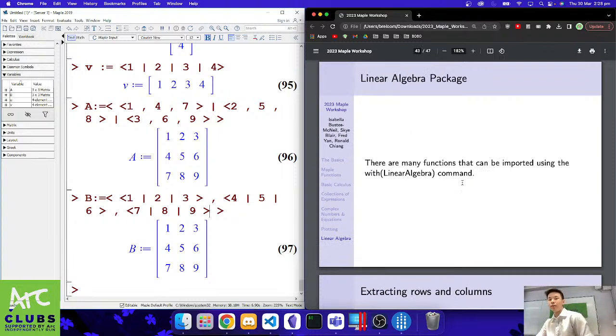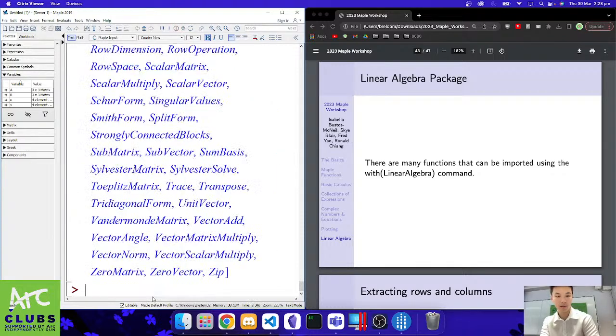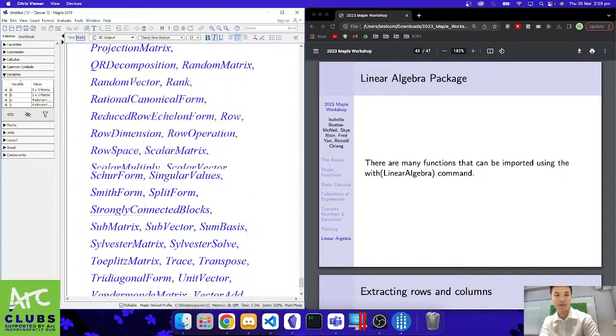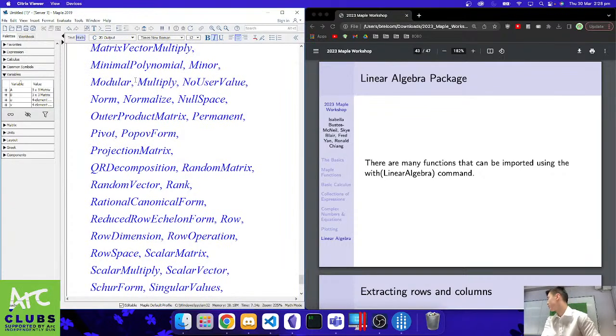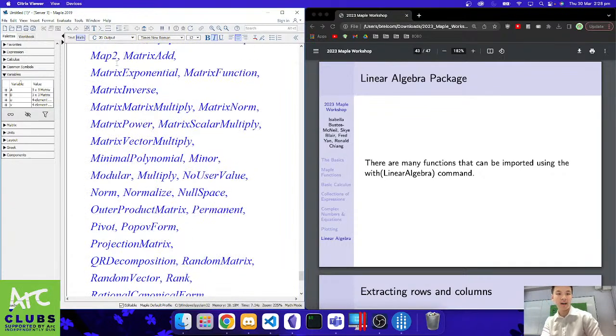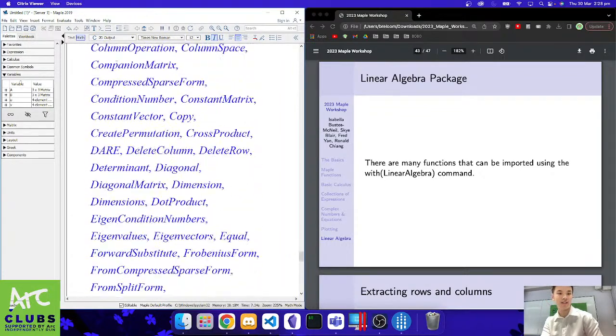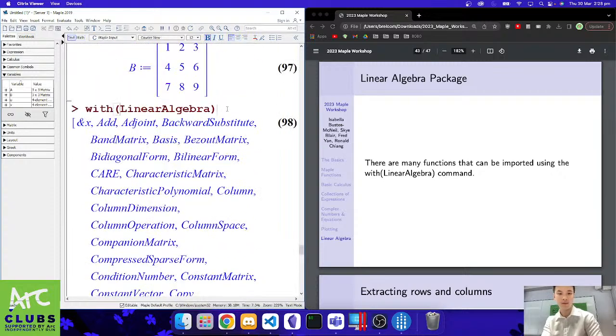And there are many functions that come with the linear algebra package. For example, one is going to be linear solve. That's the one that is really useful for you. Okay, so we can import that package again with just calling with linear algebra. Okay, enter. And again, you see, look at all of these different functions that we can call on matrices and vectors. And again, if you want to hide this, just chuck a colon in front and hit enter.